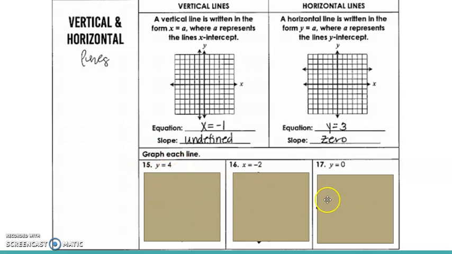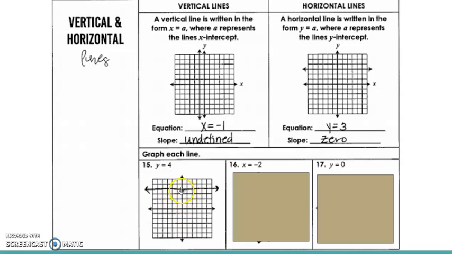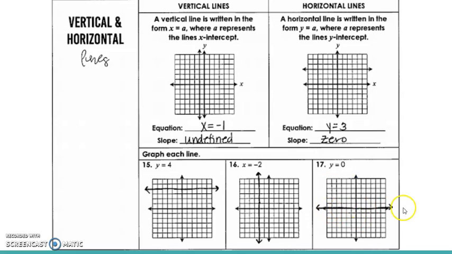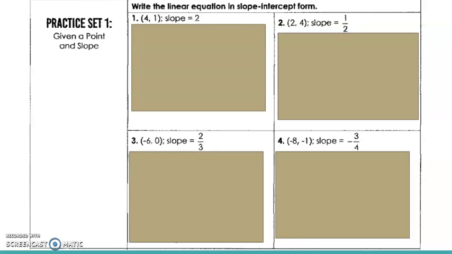We can graph these as well. If I am starting with y equals 4, that means I'm going to cross my y-axis at 4. So I'm going to count up 4 and draw a straight line across. X equals -2, I'm going to go to the x-axis and go to -2 and draw a line straight up and down. For y equals 0, that is going to look like it's just on the x-axis, but we really are crossing our y-axis.